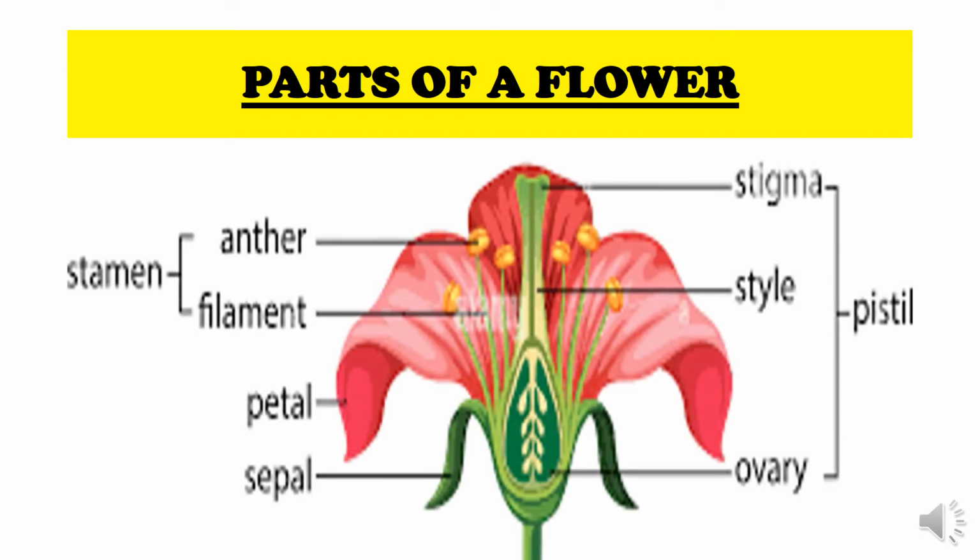Parts of a flower are shown. If you open the flower, you will see the flower like this. It has anthers, filament, petals, sepals, ovary, style, stigma, which are commonly called as pistil. So these are all new terms for you as of now. We'll come back to this picture afterwards.